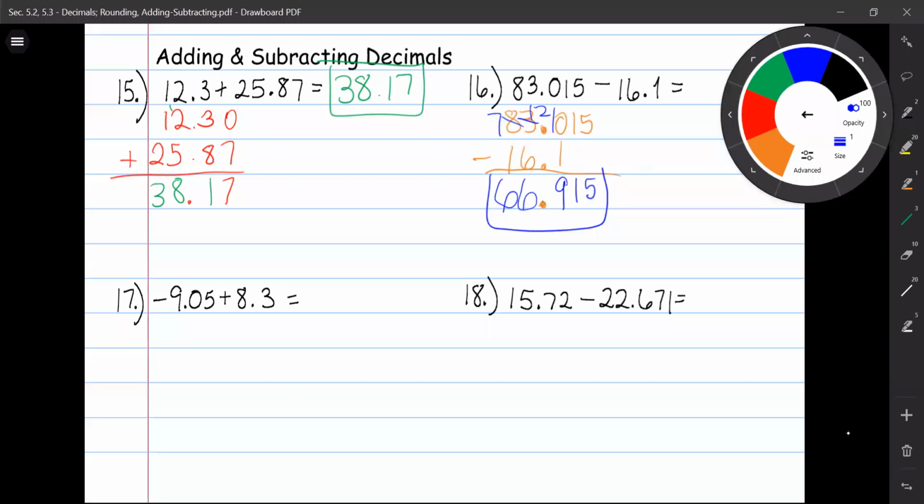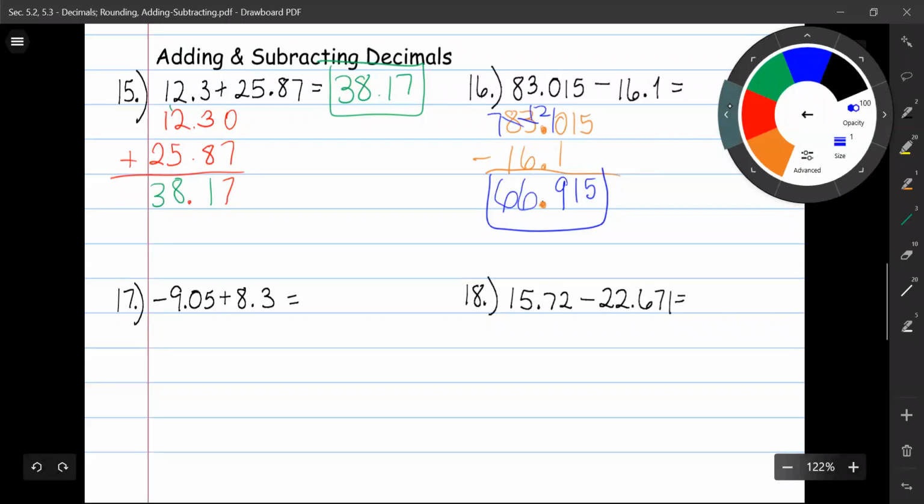Number 17, we have negative 9.05 plus 8.3. Okay, so is this answer going to be positive or negative? It's going to be negative because your account is overdrawn by $9.05, and then you deposit $8.30, which brings your balance up, but it's still in the negative.